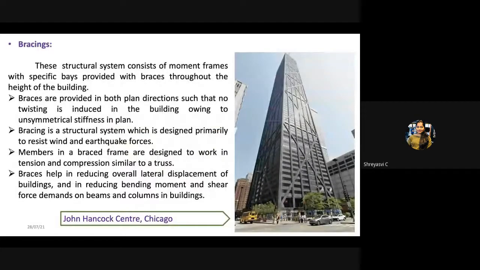Next, bracings. Many of you may be familiar with it. This is the John Hancock Center in Chicago. As you can see here, the bracings are quite visible from the outside itself. They resist lateral load. This is nothing but a simple moment resisting frame with bracings provided. This reduces the overall displacement of the building and also reduces the bending moment and shear force demand on the columns.